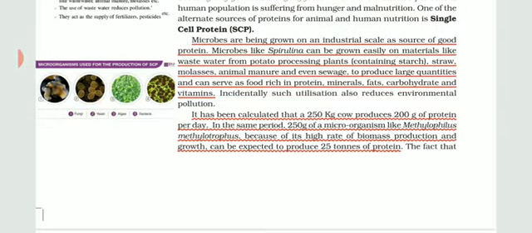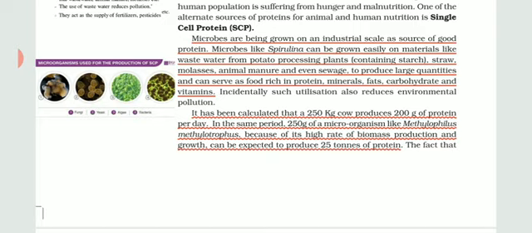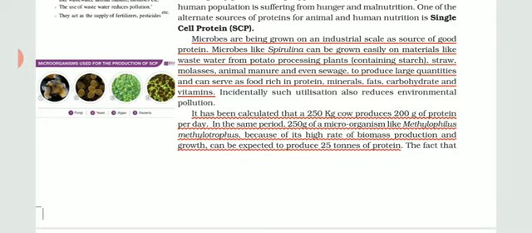Now let's see. It has been calculated that a 250 kg cow produces 200 gram of protein per day. Per unit, that is less. But in the same period we can get more protein from 250 gram of a microorganism such as Methylophilus methylotrophus. Methylophilus is the generic name, methylotrophus is the species name. Why? Because its biomass production is more.